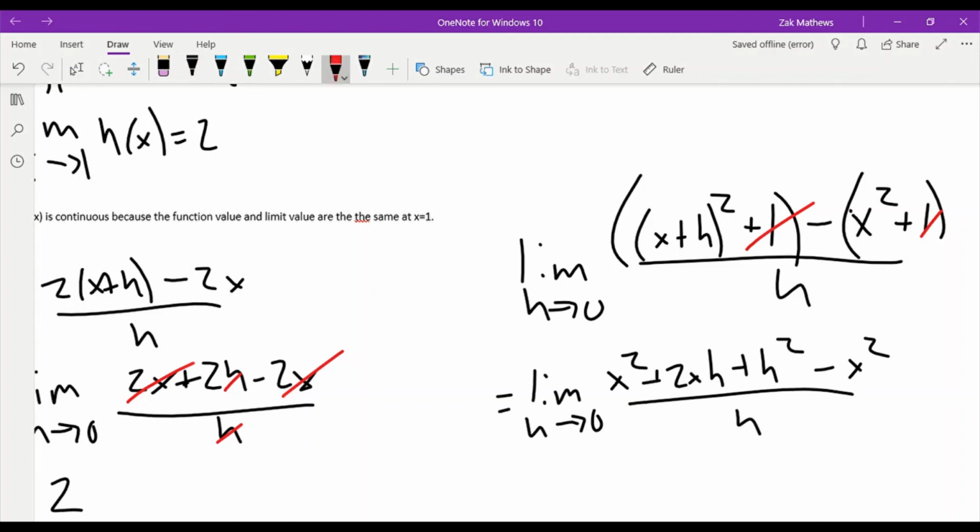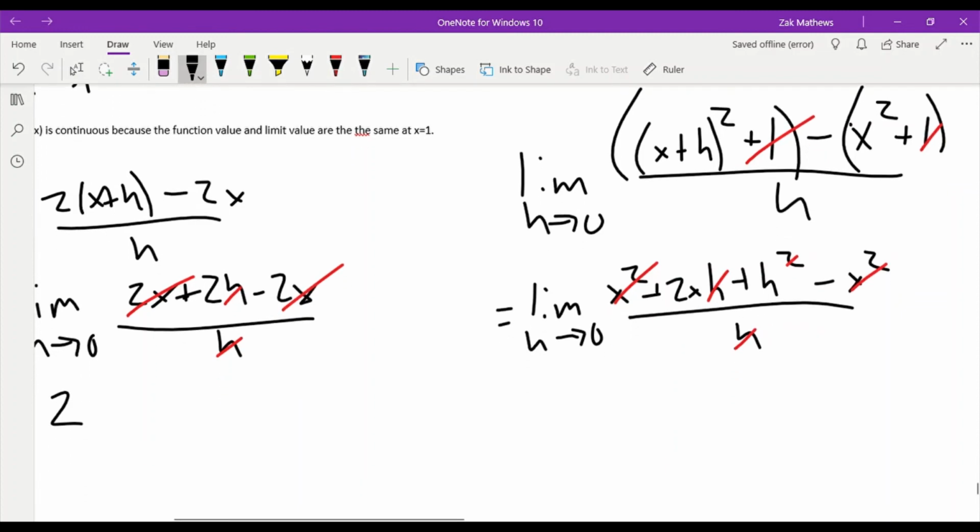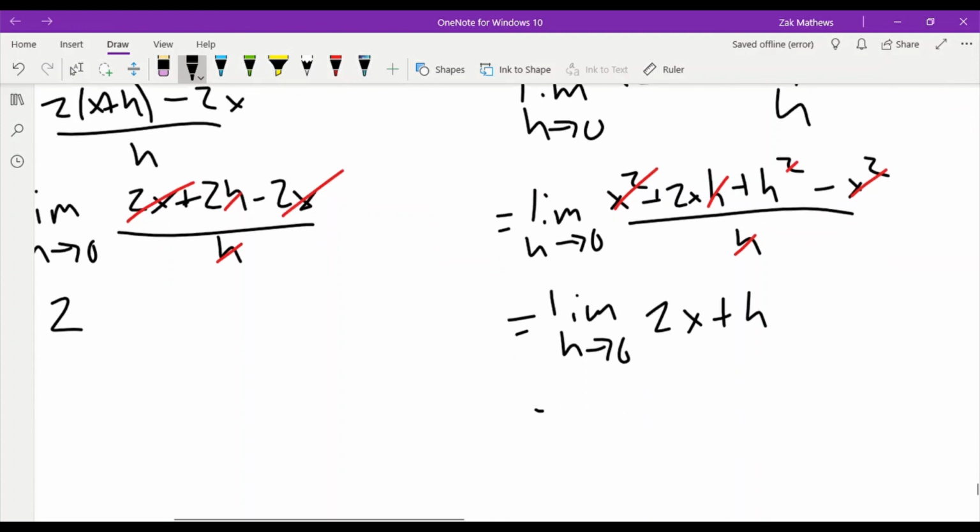So now I see some things that cancel. The x squareds will cancel, and I can take an h away from every term because now there's only h terms left. We could also factor out the h on the top. So now I have the limit as h goes to 0 of 2x plus h. And so obviously as h goes to 0, we're left with just the 2x. And so we're curious about the derivative at the point 1. And so when we plug that 1 in, we get a derivative value of 2.